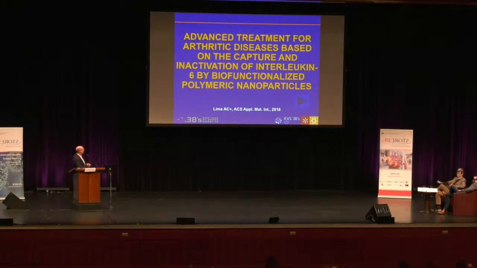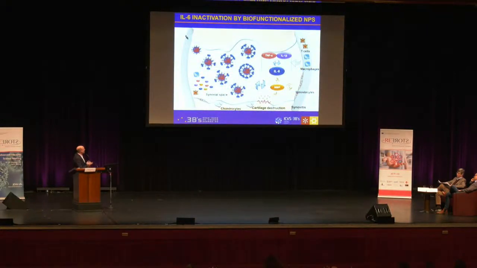Now, another way of using this strategy of immobilizing antibodies is to use these nanoparticles in such a way that we can immobilize at the surface antibodies that are able to capture pro-inflammatory cytokines in order to preserve the matrix of cartilage. And this work was done by Ana Claudia Lima in the lab. The concept here is basically to inject locally in the synovial fluid nanoparticles that are able to capture interleukin-6, which is very central in this inflammatory process that develops in osteoarthritis. And the idea is to break this cycle of production of pro-inflammatory cytokines that lead to production of enzymes that degrade the cartilage. So this is the concept.